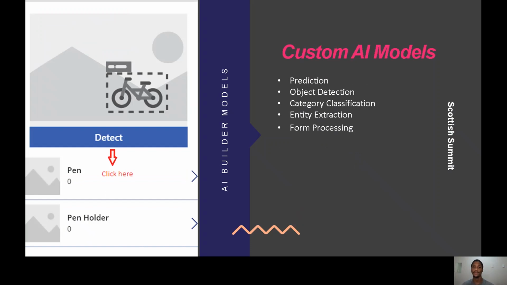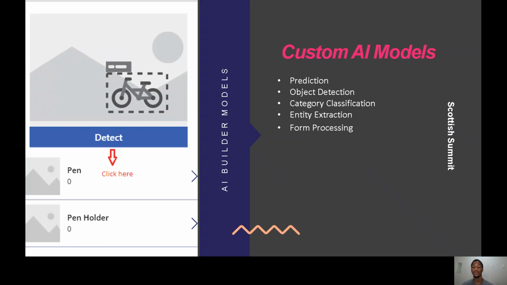Let's look at the custom AI models as well. We have the prediction, we have object detection, in which you are able to take a picture of an object and it'll be able to detect what kind of object it is. Remember, custom AI models are models that you're the one who's responsible for training. So you feed it data to identify which object you want to detect. We also have the category classification, the entity extraction, and the form processing.